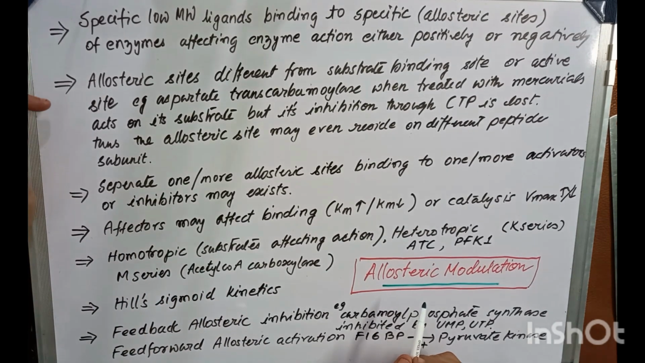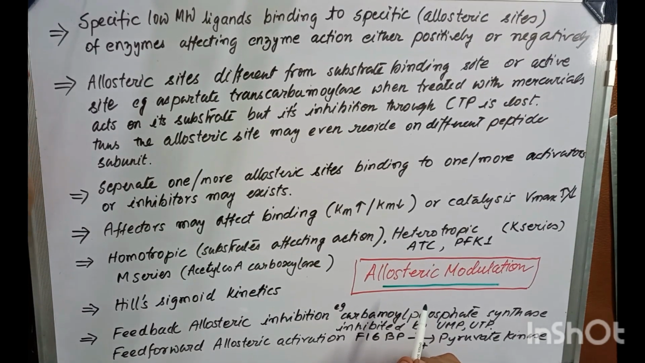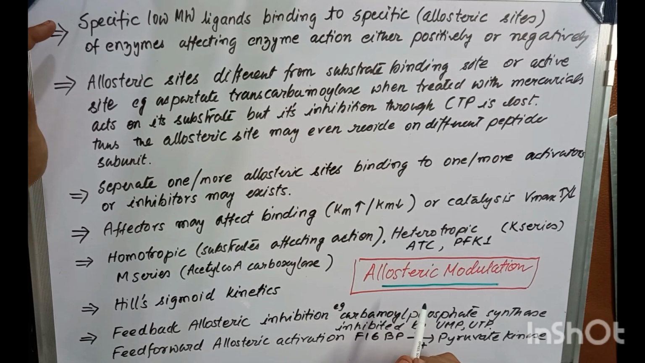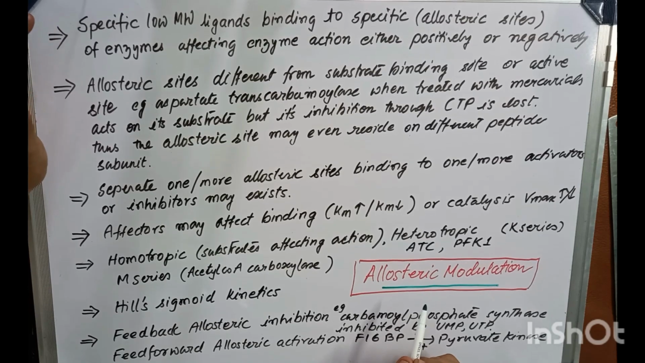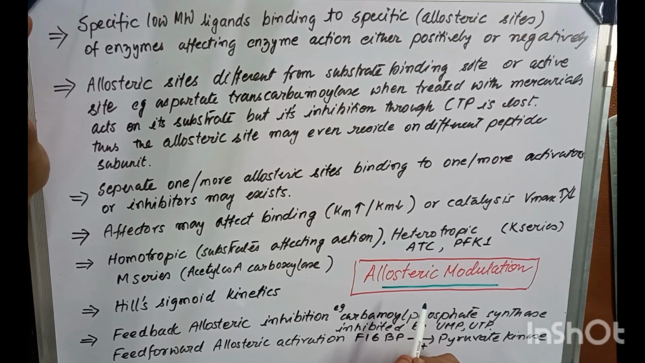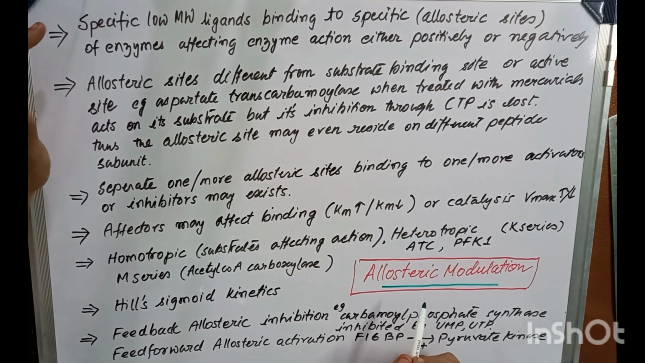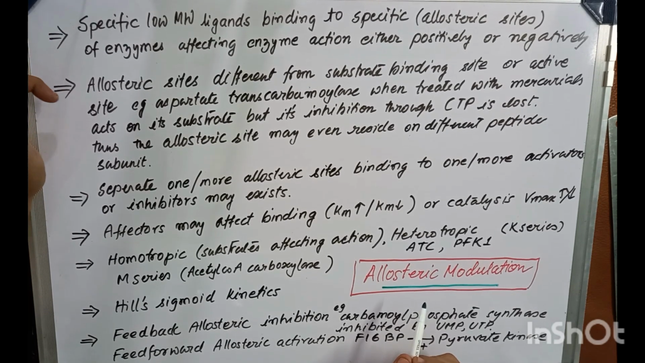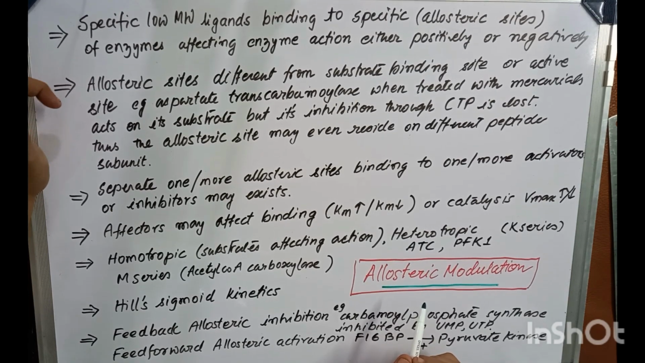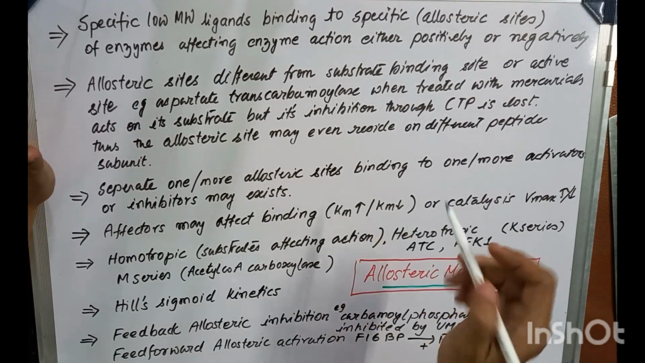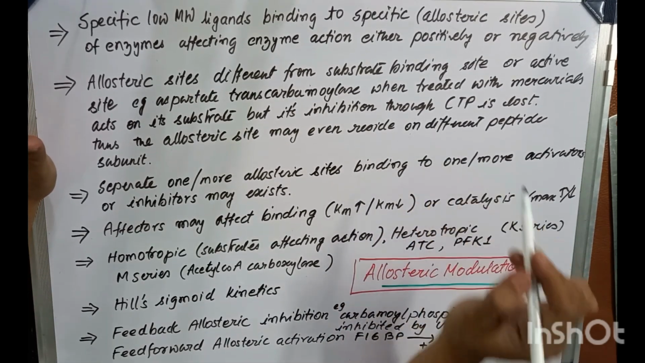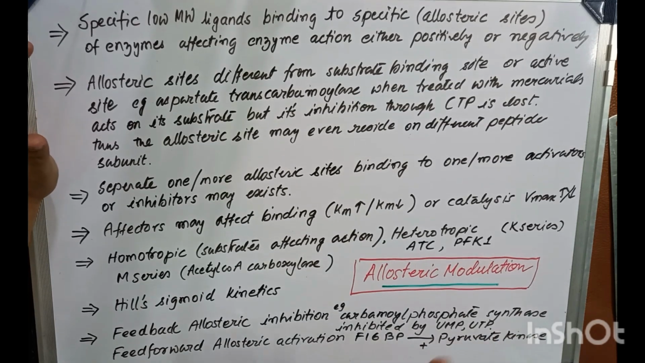So the first point is that the specific low molecular weight ligands, or the allosteric modulators, will bind to the enzyme, affecting the enzyme either positively or negatively. The second point is that allosteric sites are different from the substrate binding sites. These allosteric modulators will bind to the enzyme at a particular site which is different from the substrate binding site.